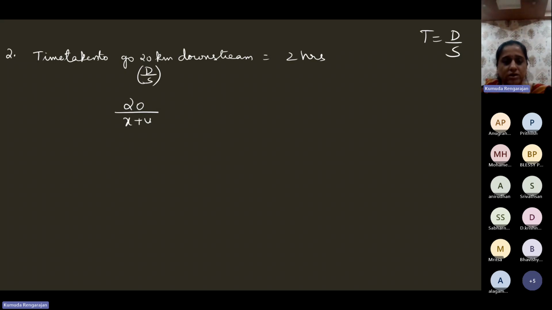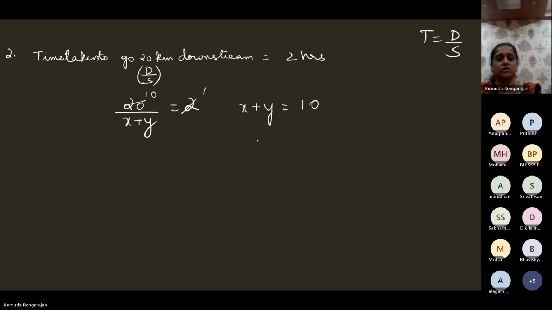x plus y is equal to 2. See, here we have time. What is time? Distance by speed. So 20 is the distance and speed is x plus y, equal to 2. So you can cancel: 2 ones are 2, 2 tens are 20. So the equation is x plus y is equal to 10, on cross multiplying.